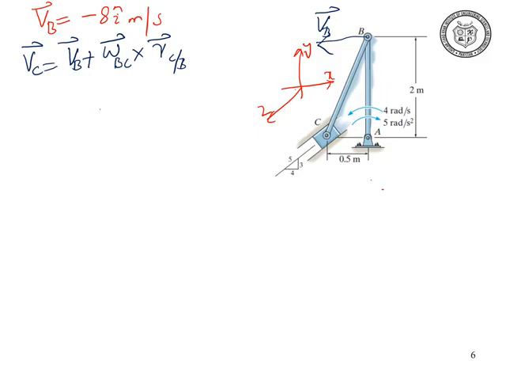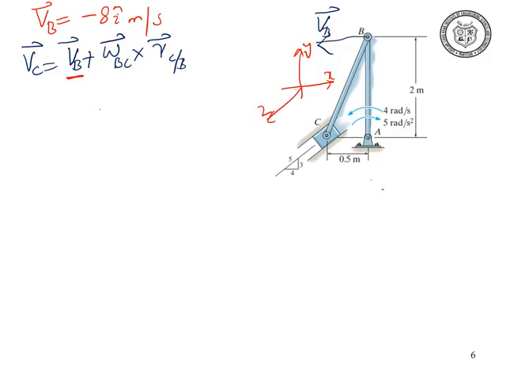As the equation we are writing is with respect to C, we have to write our C with respect to B. So in this case, our observer is B and our object is C. Now in the above equation, we know the velocity of the particle B, which is 8 meter minus 8 i meter per second. Now what is omega BC?